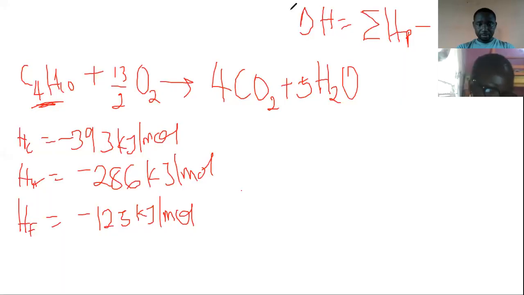The heat of the reaction is the sum of the heat of the products minus the sum of the heat of the reactants. So it is now your job to know.